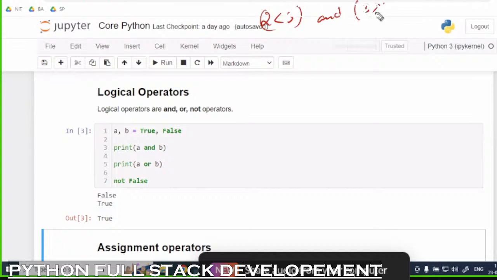Now with respect to the condition 2 less than 3 and 3 greater than 5, what is the output of this? First, it is going to check whether 2 is less than 3, and the output is true. And 3 is greater than 5, is it true or false? False. Then it is going to have true and false. It is going to check true and false, and finally the output is going to be false.